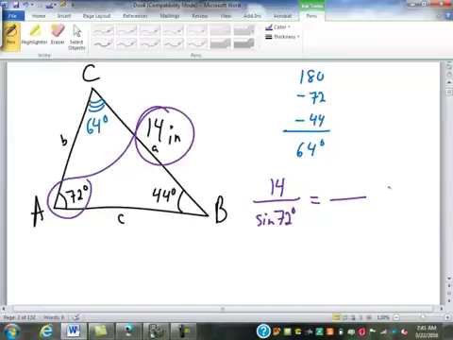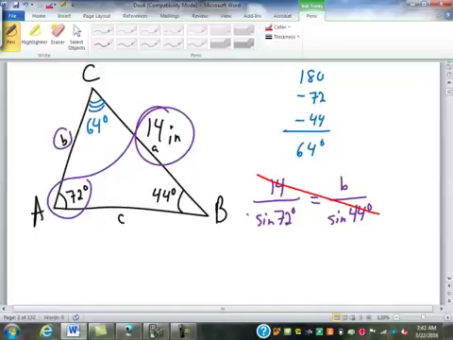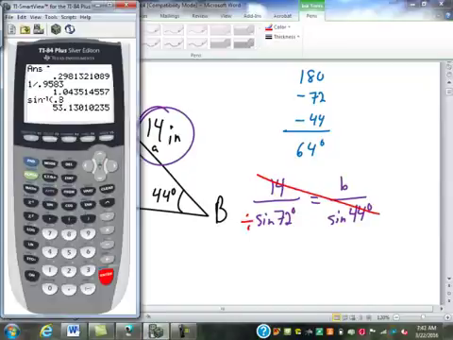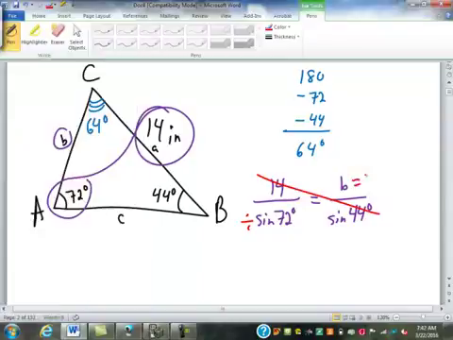Now, let's pick a side. Which side do we want to find first, B or C? B. So we're looking at side B over, what's its opposite angle? So its opposite angle is 44 degrees, over the sine of 44. So now to find B, it's going to be 14 times the sine of 44 divided by the sine of 72. So 14 times sine 44, close, divided by sine 72. 10.23 inches.